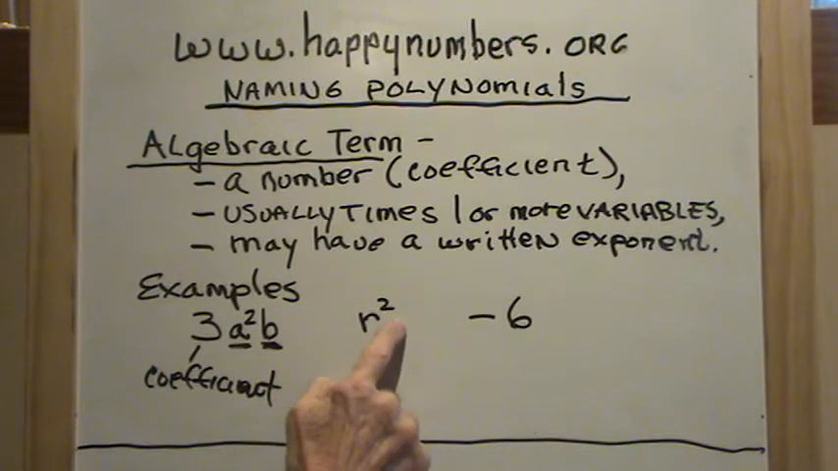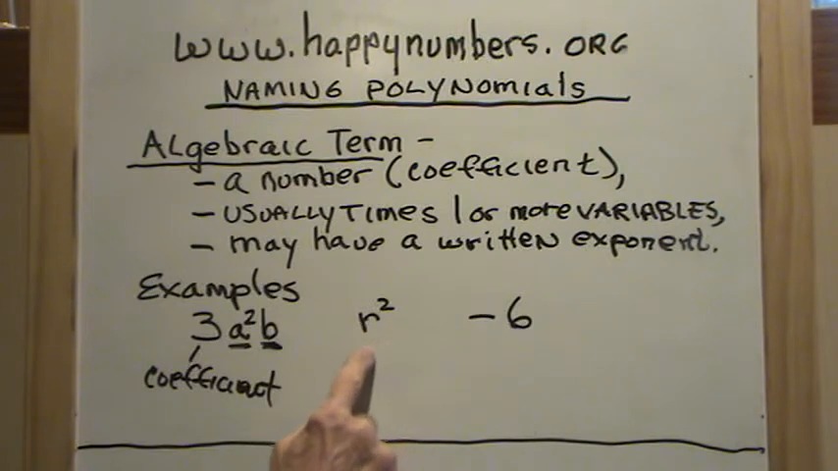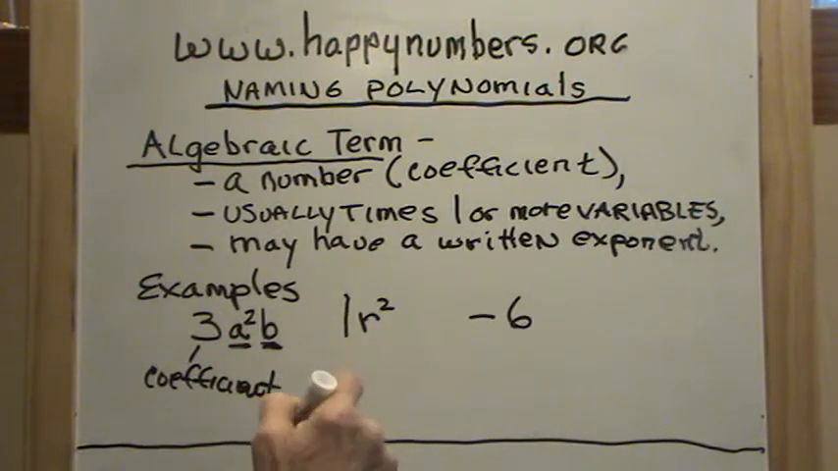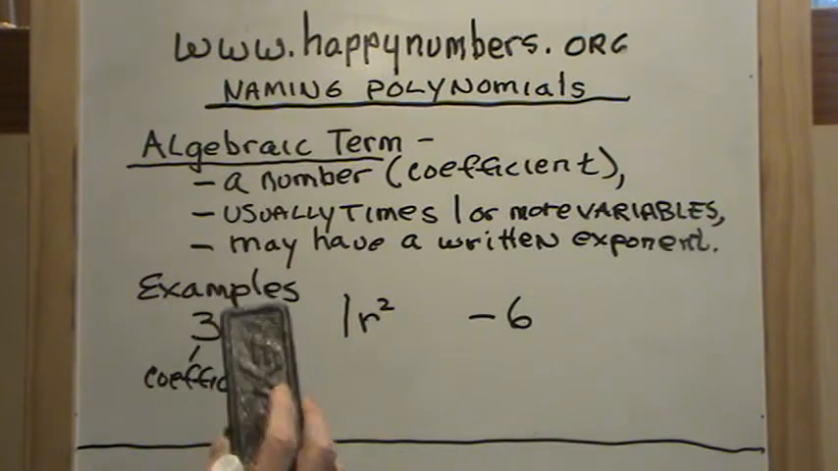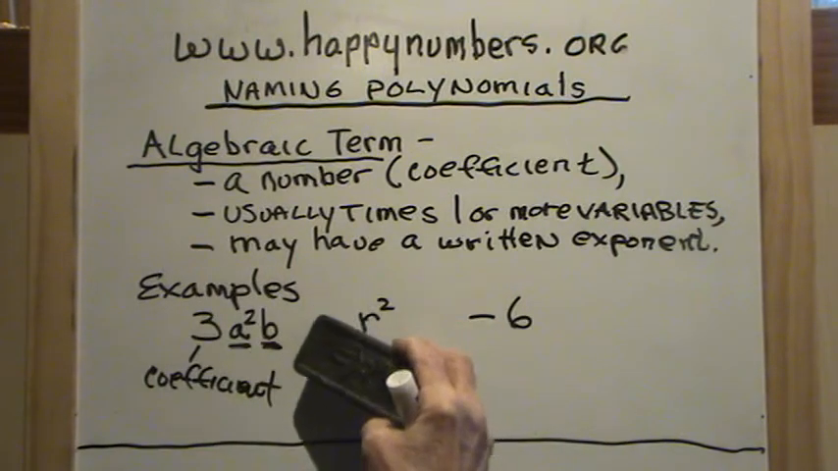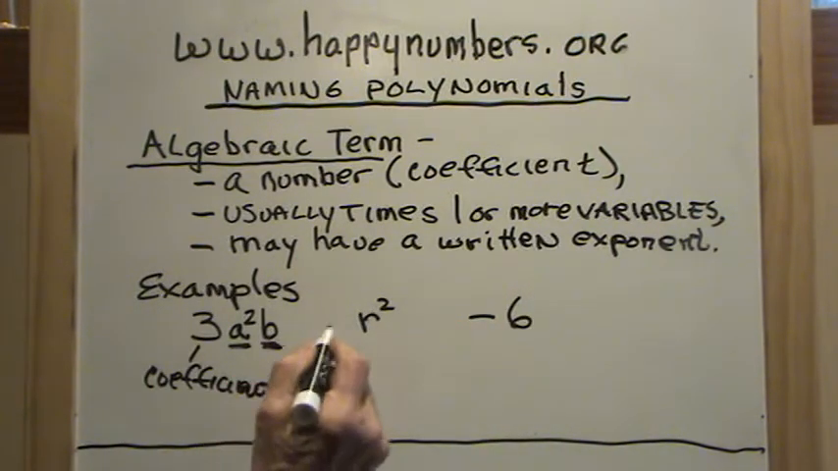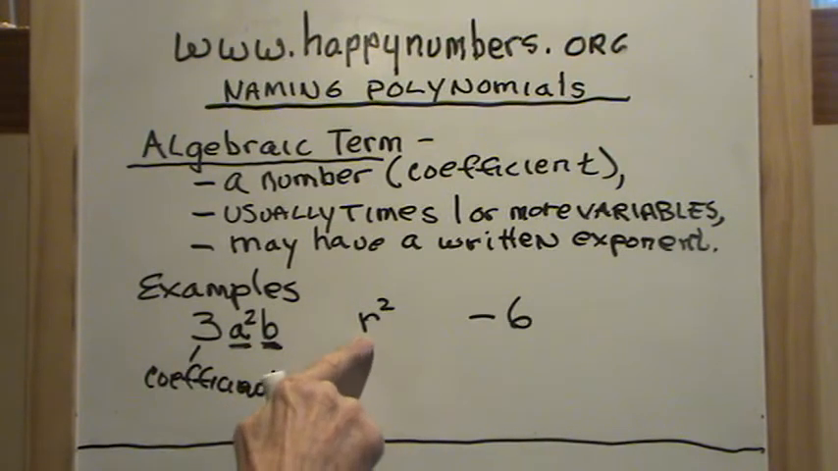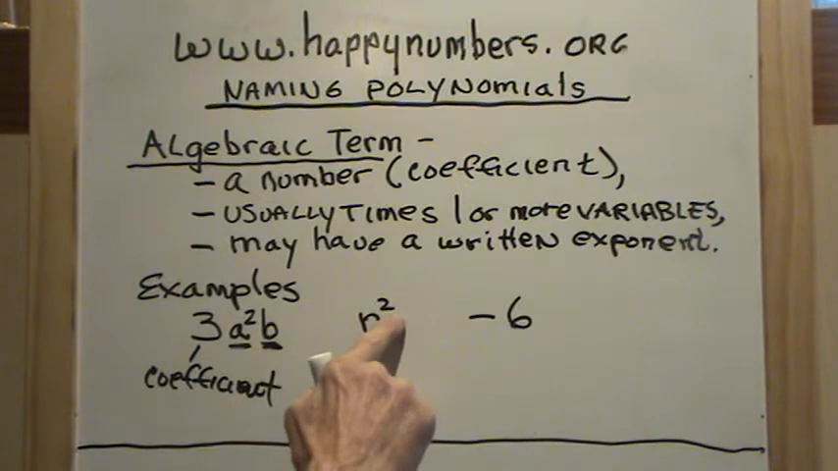R to the second power, or r squared, is an algebraic term also. It does have a number. The number is not written, but 1 is always understood. This r squared is really 1 r squared. We just don't write the 1. But you have to realize that the 1 is there. So it has a number, it has a variable, and it has an exponent.